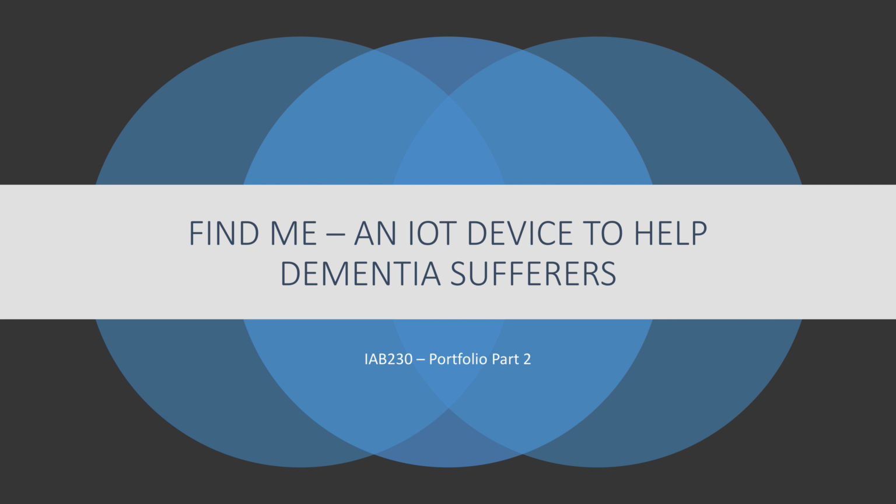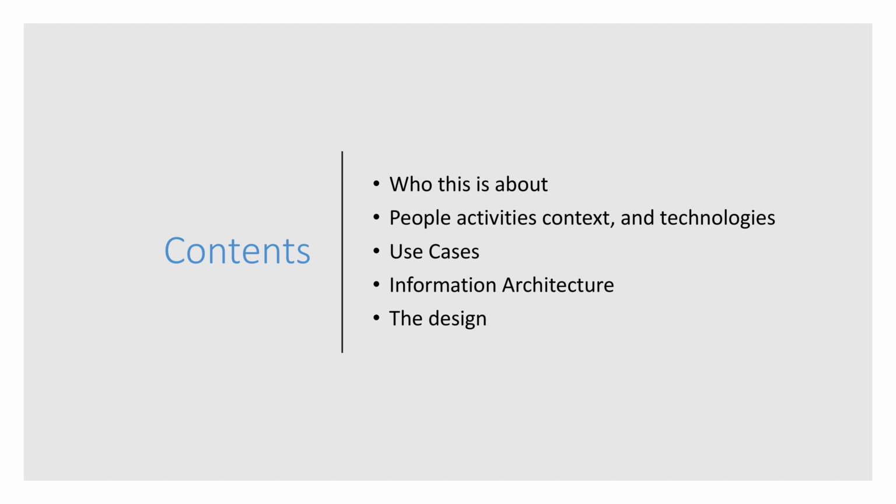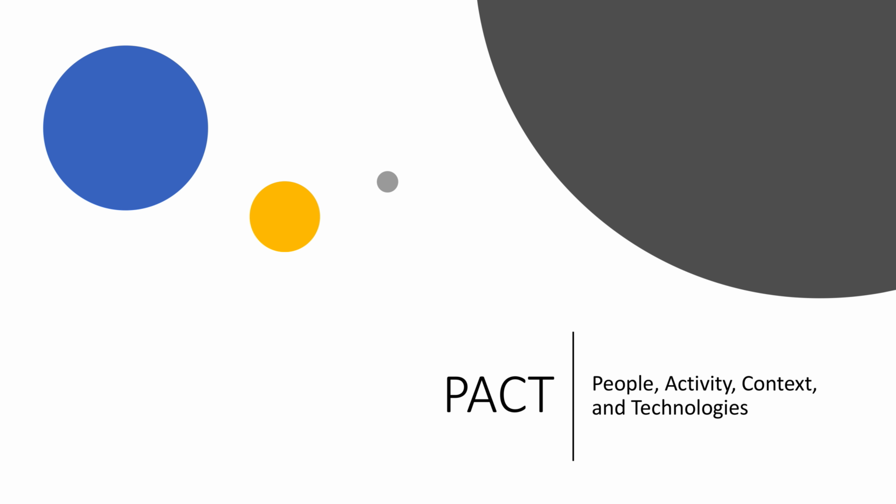Today we're going to be talking about finding an Internet of Things device to help dementia sufferers. What we're going to be going through is who this is about, the people, activities, contexts and technologies, use cases, information architecture, and also the design.